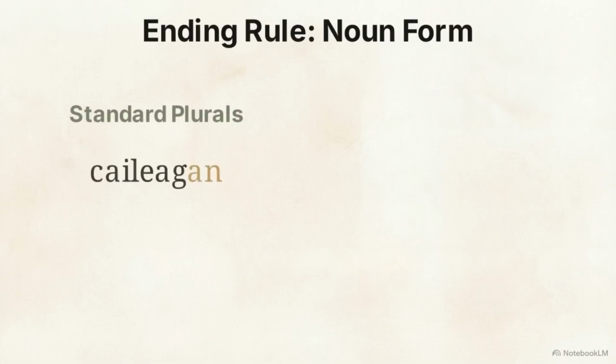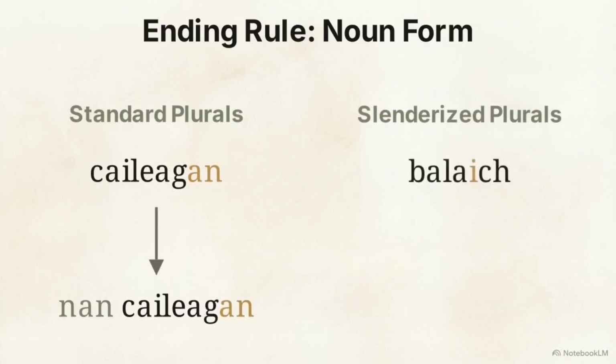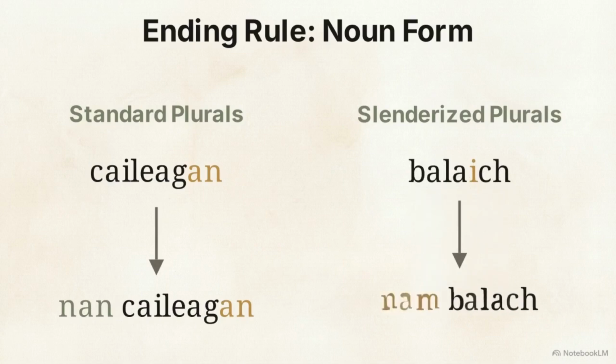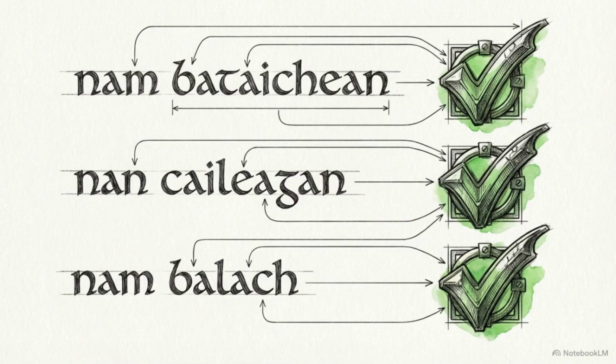The noun itself has two possible forms. Standard plurals ending in an keep their plural root, but nouns that pluralize by slenderizing revert to their singular base, resulting in forms like nam balak. Pluralization in the genitive removes the cognitive load of grammatical gender. The rules are dictated strictly by the physical mechanics.